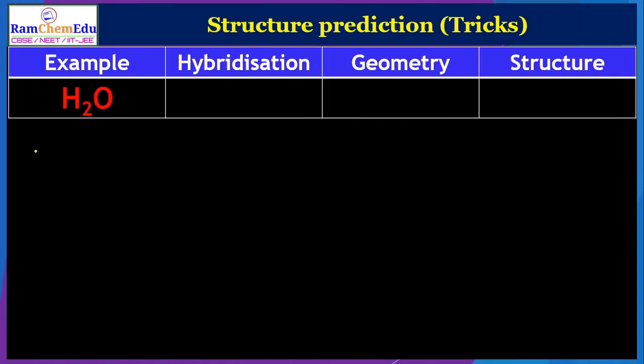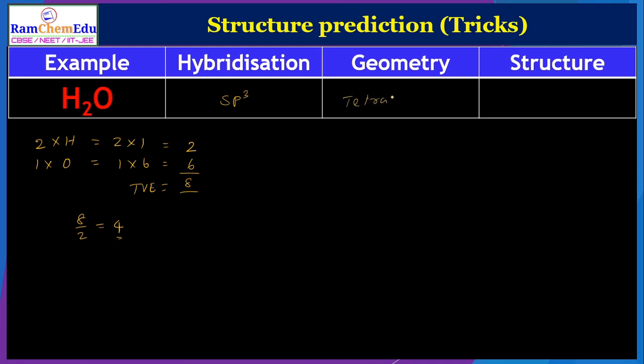And next is water. Here we have 2 hydrogen atoms and 1 oxygen atom. So 2 into 1, this is equal to 2, and 1 into the valence electron of oxygen, which is 6. So overall again we are getting the total valence electron as 8. So one more time we divide by 2. So the result will be 4. Whenever we get 4 as the total quotient value, again the hybridization is sp3 and the geometry must be a tetrahedron, right? And the structure we can draw as this.